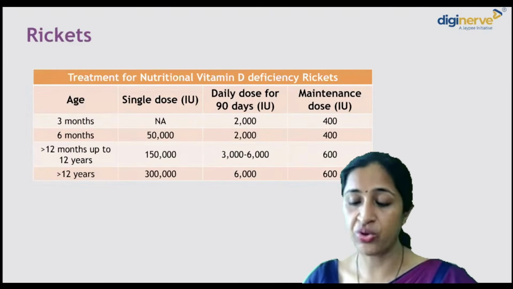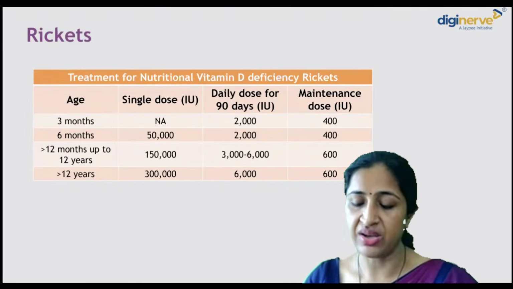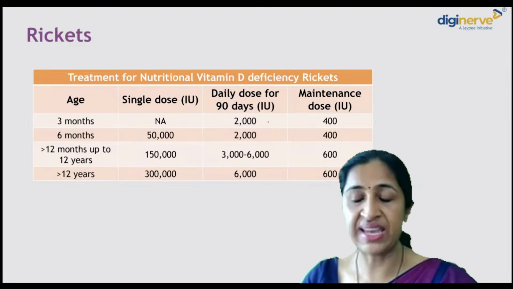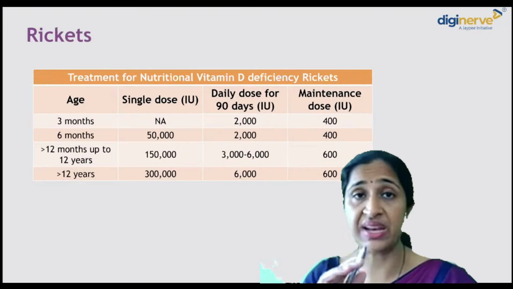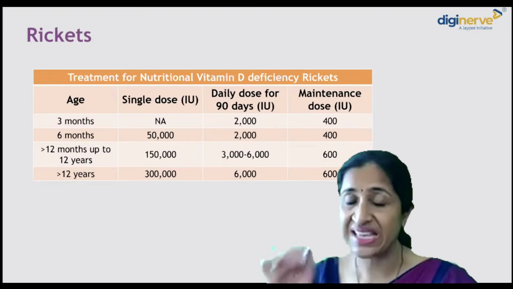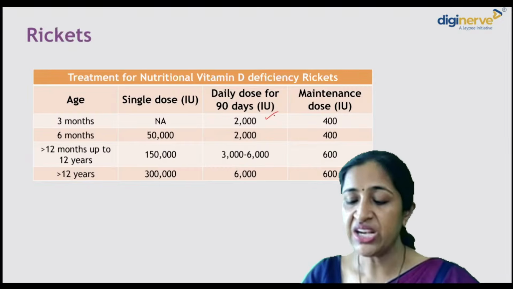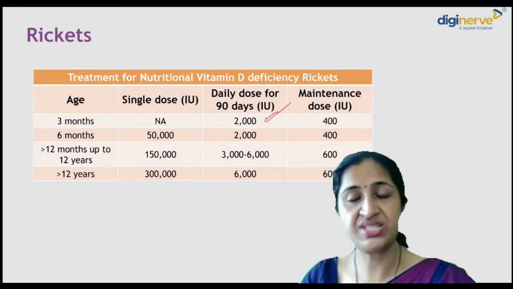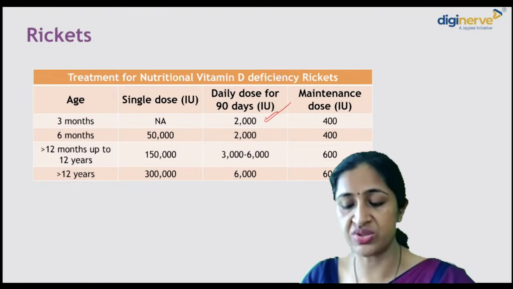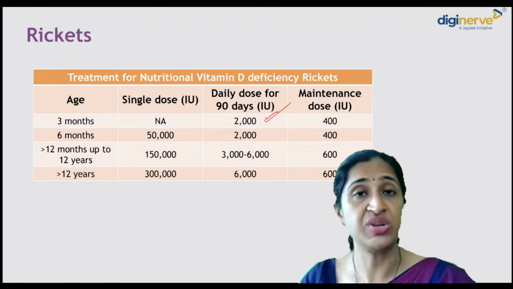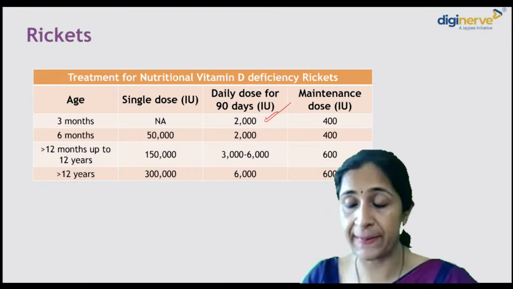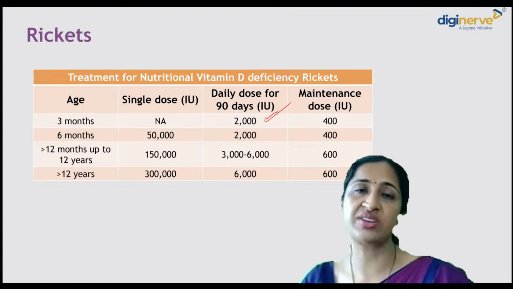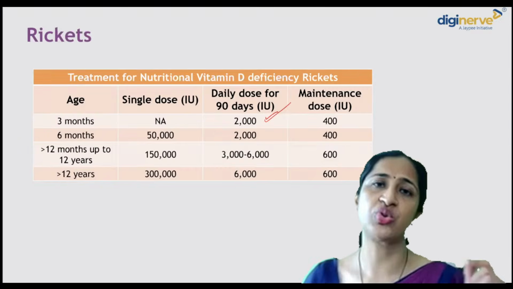Rickets, if you're going to treat, then for the age-wise criteria, 3 months daily dose. I'm telling you, what I'm treating is not prophylactic. It is a therapeutic dose. 2000 international units a day for 90 days up to 6 months of age. In 12 months to 2 years, 3000 to 6000, and above 12 years, it goes up to 6000 units per day. Maintenance doses 400 to 600 units based upon less than 2 years to 12 years or above.